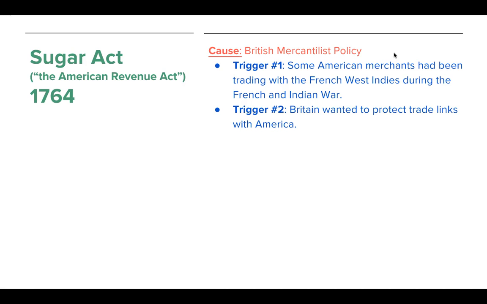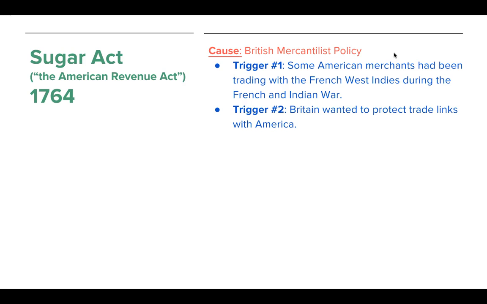Now, the triggers of the Sugar Act are such that during the French and Indian War, it became really easy for the Americans, especially the smugglers and the black market Americans, to avoid the British mercantilist policy that merchants had to trade with the British. Because of the whole war going on, it became a lot easier for the American merchants who were dealing in the black market to go under the radar and start trading with the French West Indies, who were a lot closer to them compared to the British, and thus made it a lot easier to trade with.